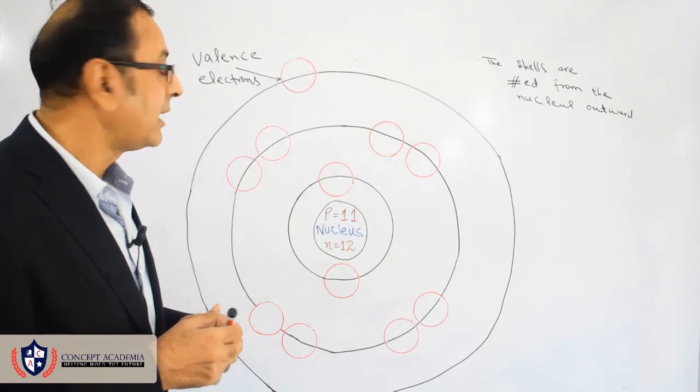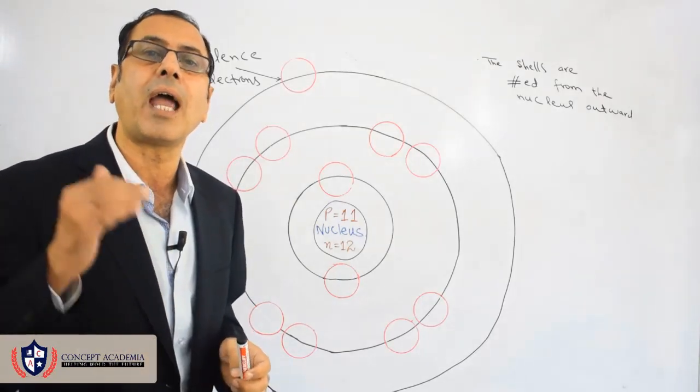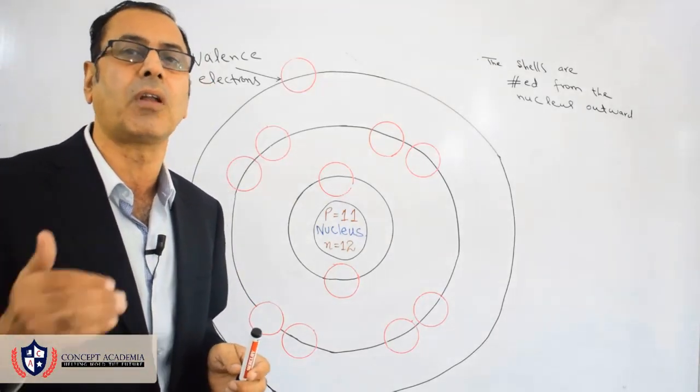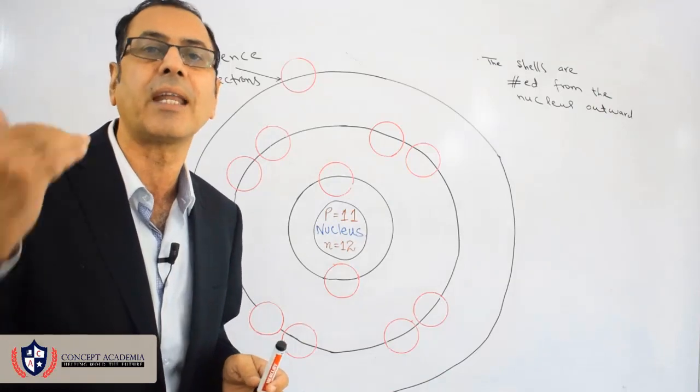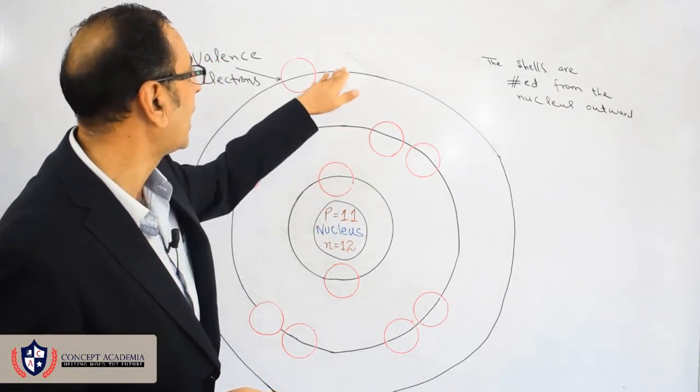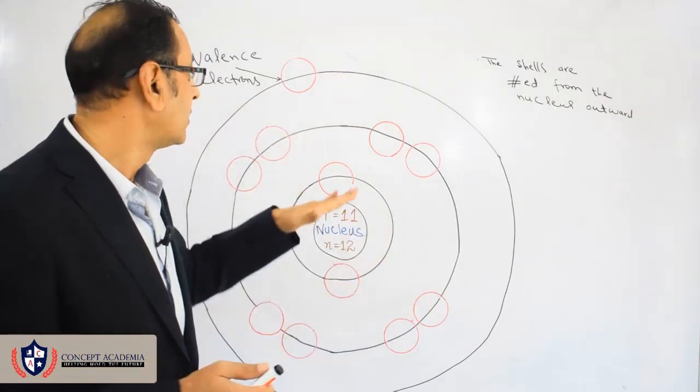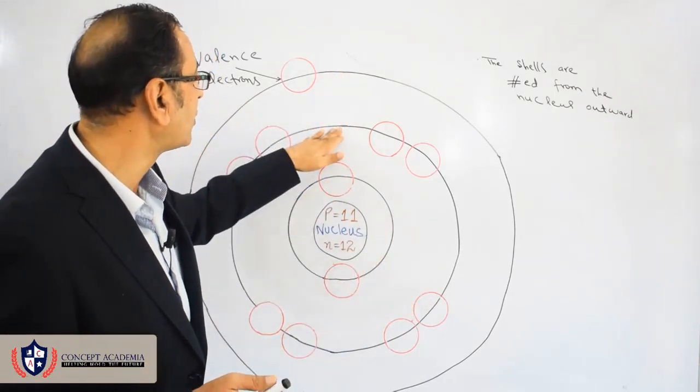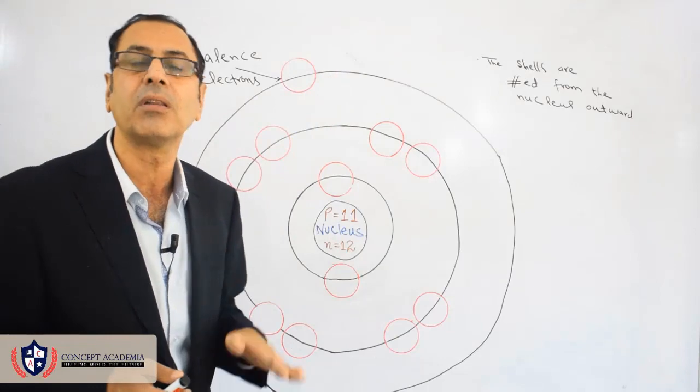These are also called energy levels. So you may call it a shell or you may call it an energy level: shell number 1, shell number 2, shell number 3, or energy level 1, energy level 2, or energy level 3.